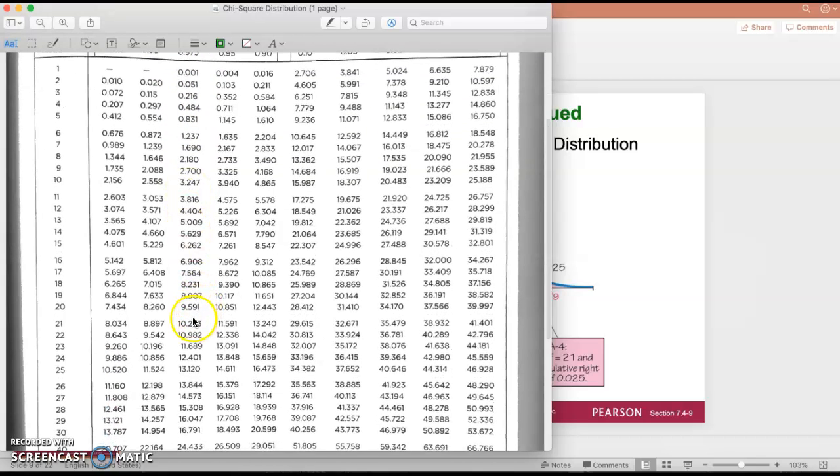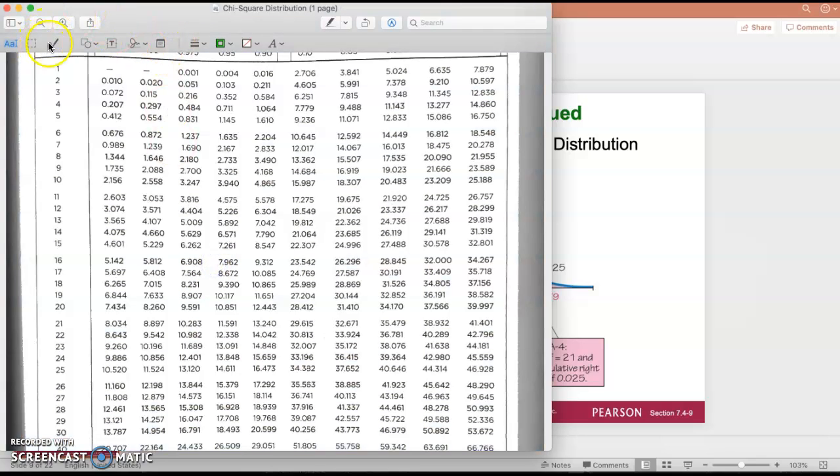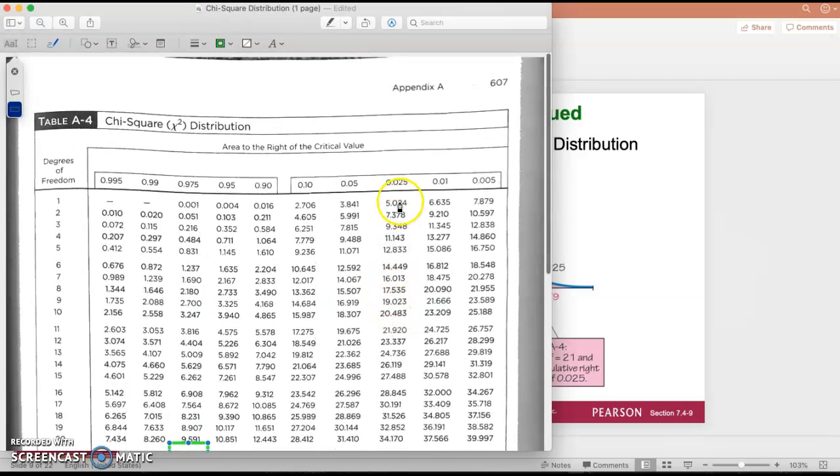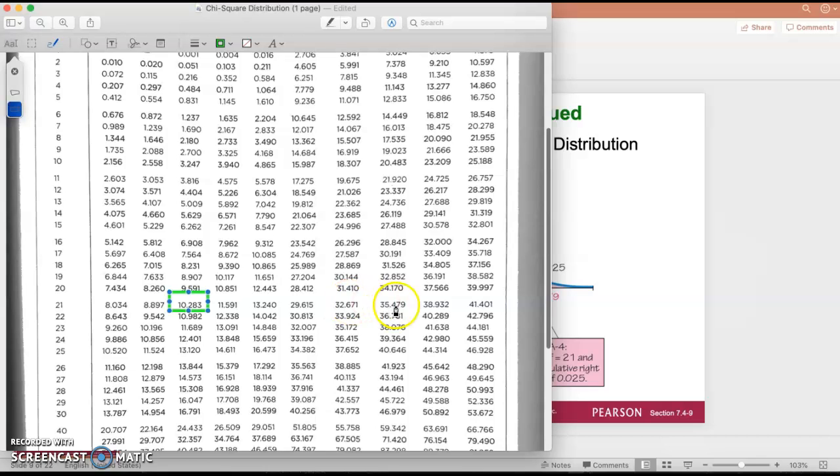And so that's where I look down that column and then trace over 21. So I see that my critical value there is just that 10.283. So that's my left critical value. And then now for the right critical value, look in that same column, 0.025, because that's the area to the right of my right critical value. Look over in 21 again, since that's still the degrees of freedom. And I'm going to use 35.479 for that right critical value.